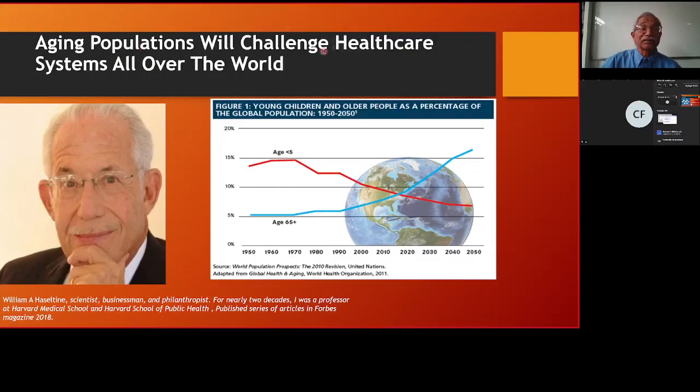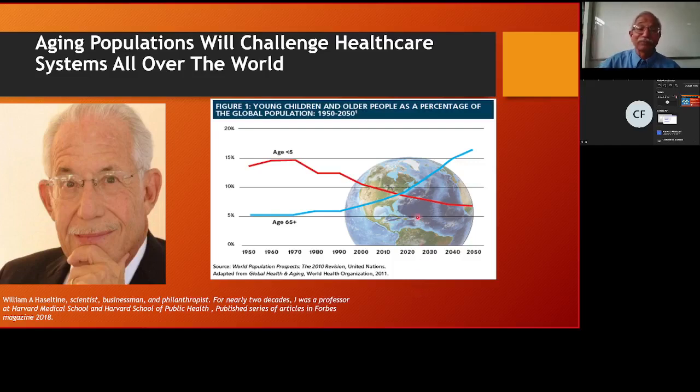So the aging population will challenge healthcare systems all over the world. This is a prediction, and William Hastings, scientist, businessman, and philanthropist, had mentioned it. He was a professor at Harvard Medical School, and he predicted two decades before that it is going to be a big challenge for healthcare all over the world.